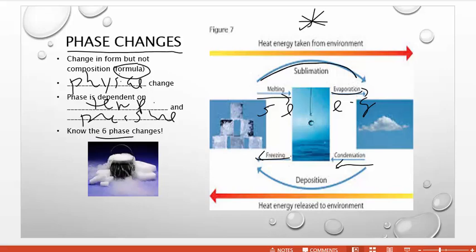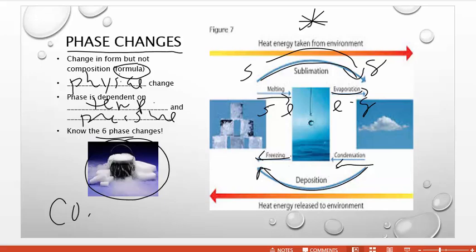And then these other two are probably the new terms for you. The solid going straight to a gas, it skips the liquid phase, it doesn't melt at all, it goes straight from a solid to a gas. That's called sublimation. Dry ice is an example of it right here. Carbon dioxide and iodine are the 2 substances that I want you to know that readily sublime. Not very many substances sublime.